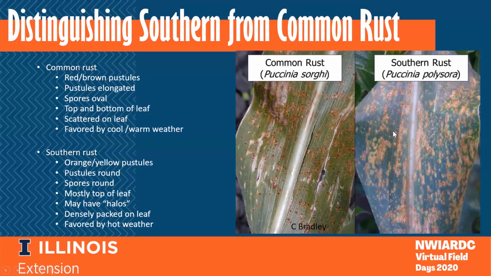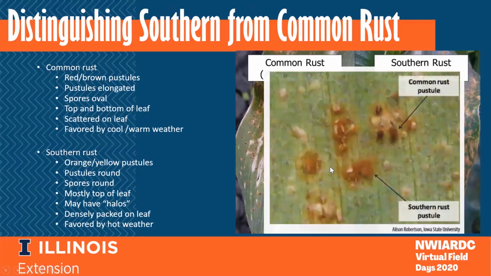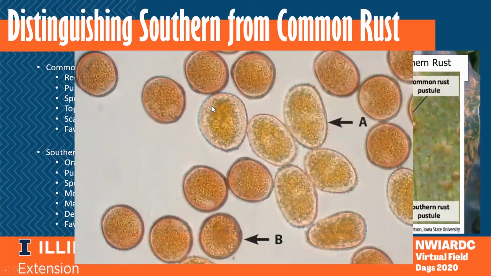And then the big thing is southern rust likes it hot and doesn't do so well when it's cool, and common rust likes it cool and doesn't do so well when it's hot. So that's usually one thing that you can keep in mind if you're starting to see rust in the field: what have the conditions been the last few days?